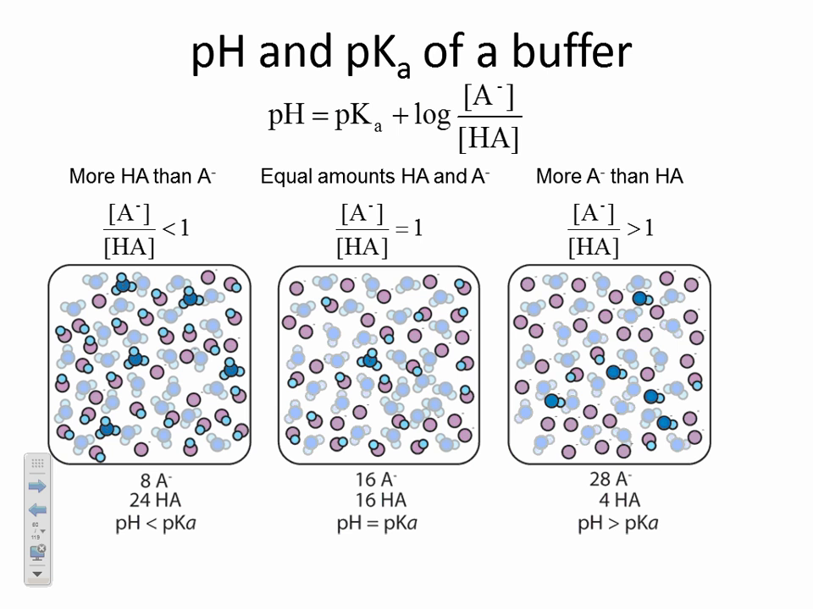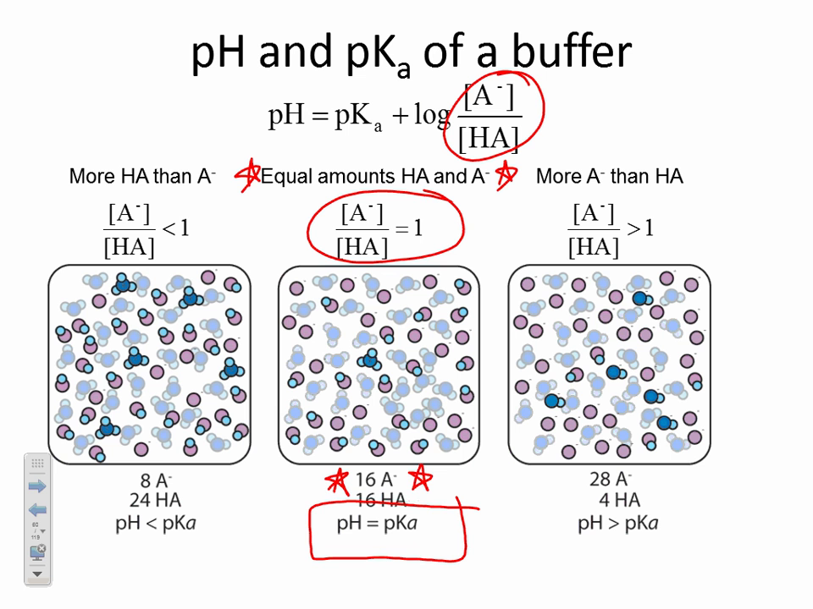Looking at this ratio, pH is equal to pKa plus log of A minus over HA. Well, when these two are equal, which we've been saying, if A minus and HA are equal, which is the middle one, then A minus over HA is equal to 1. And this diagram is simply showing that if you have exactly equal quantities of both in solution, 16 A minus and 16 HA, then you get this situation right here, pH is equal to pKa.